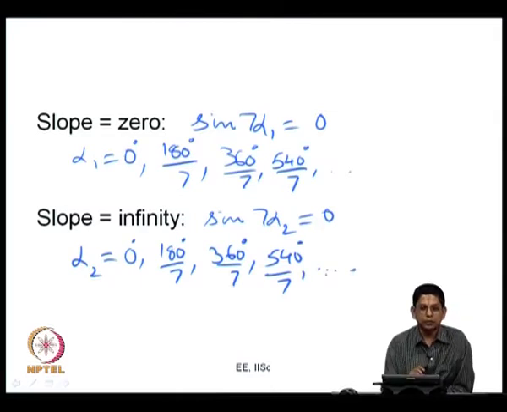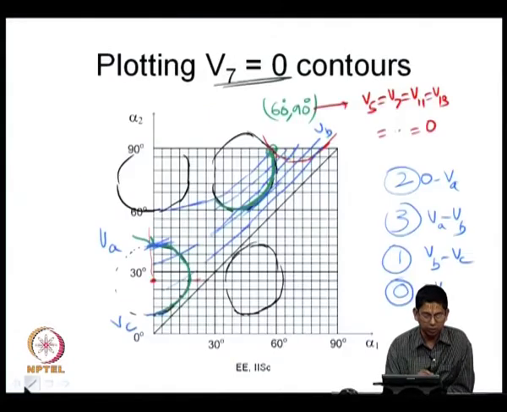So, at these values of alpha 2, you plug them into your V 7 is equal to 0 equation and find out the corresponding values of alpha 1. At these points alpha 1 comma alpha 2, you will find that V 7 has infinite slope, and if you are able to spot them, you get those curves. Basically, the contours are like this.